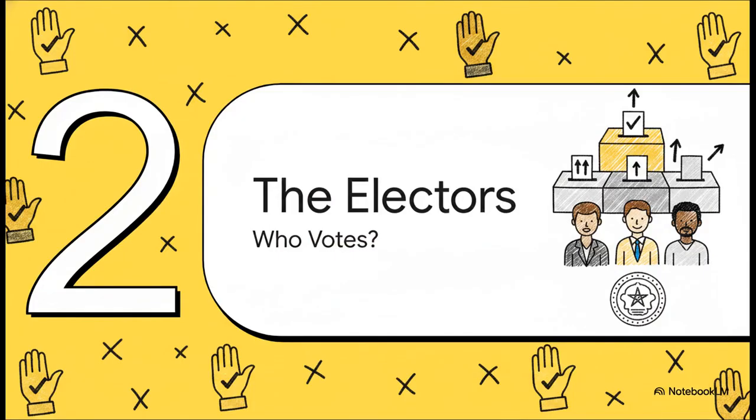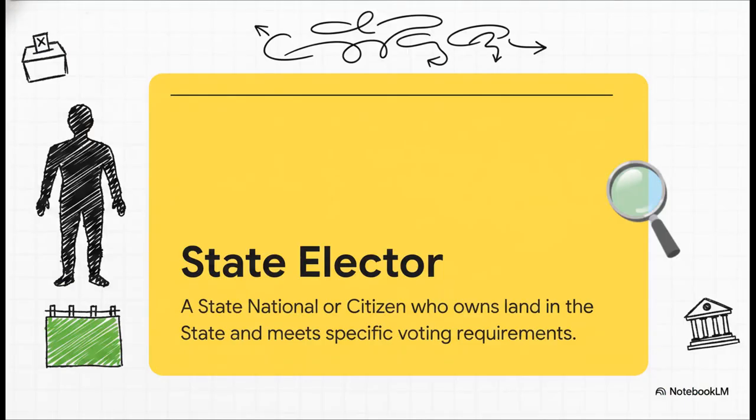Section 2. The electors. Who votes? You might be wondering, who actually gets to cast a ballot? Well, simply being a state national or a state citizen doesn't automatically qualify someone as an elector. The texts define a state elector as someone who has adopted that political status, but who also owns land in the state. And fascinatingly enough, the documents specify that your own body is legally considered land for this purpose.